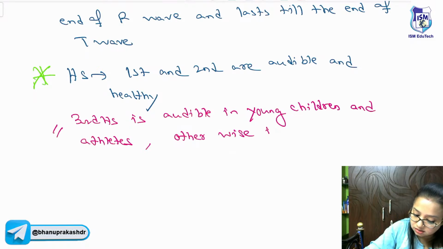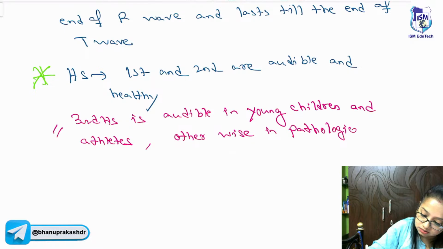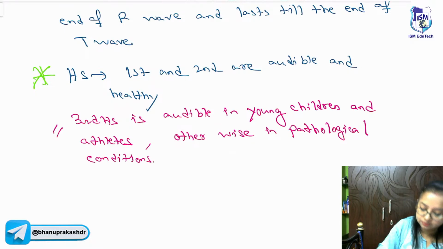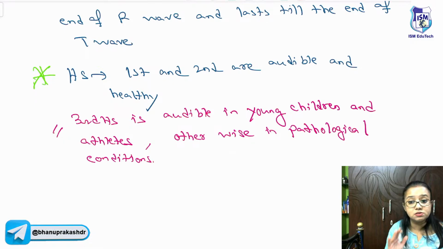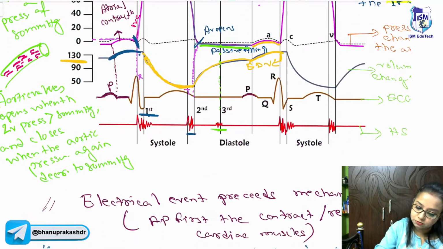Otherwise, it is audible in pathological conditions. Because when the ventricles are getting filled with the blood, there is certain vibration which can be heard. So it also can be heard in young adults or children or also in athletes, but it becomes very prominent in pathological conditions. Coming to the fourth heart sound.